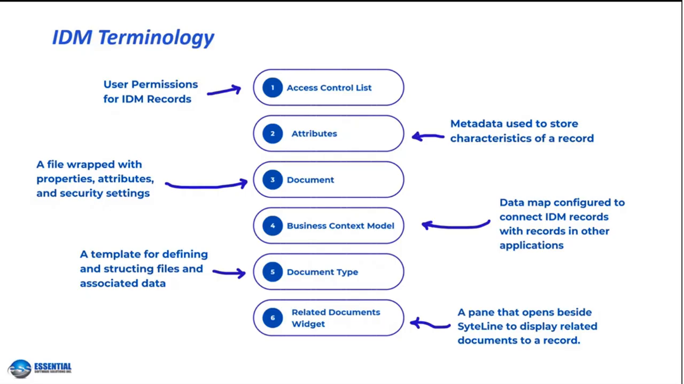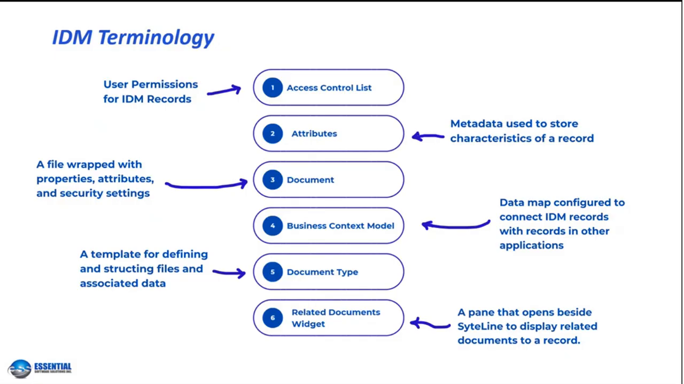The first one is ACL. You might see ACL in the workbook or as you're reading documentation on IDM. ACL stands for Access Control List. And you can think of the access control list as the user permissions for IDM records. So it's just another term that you could use for user permissions.